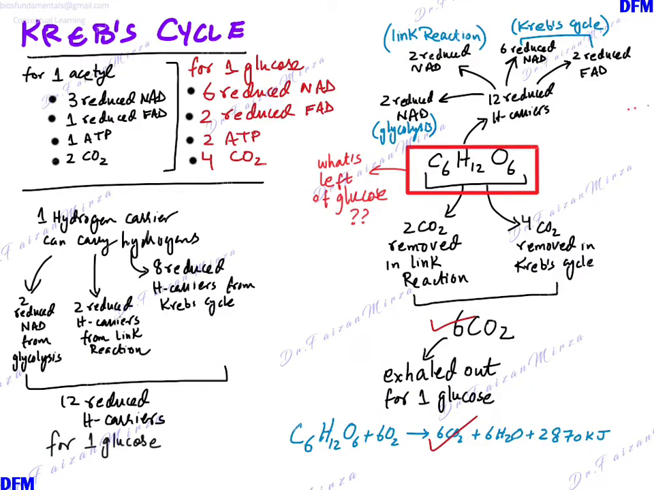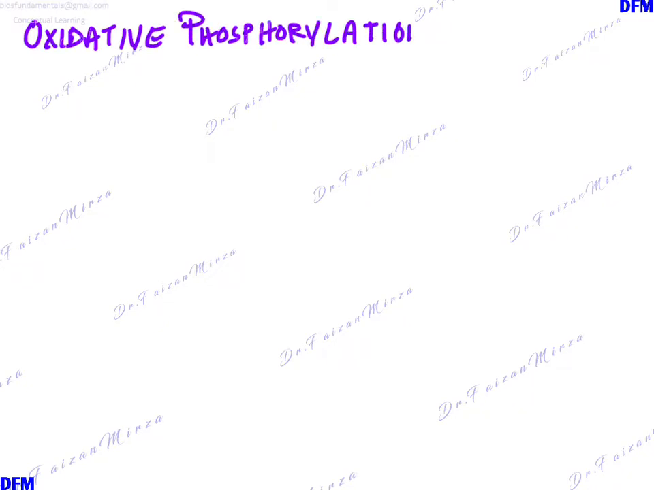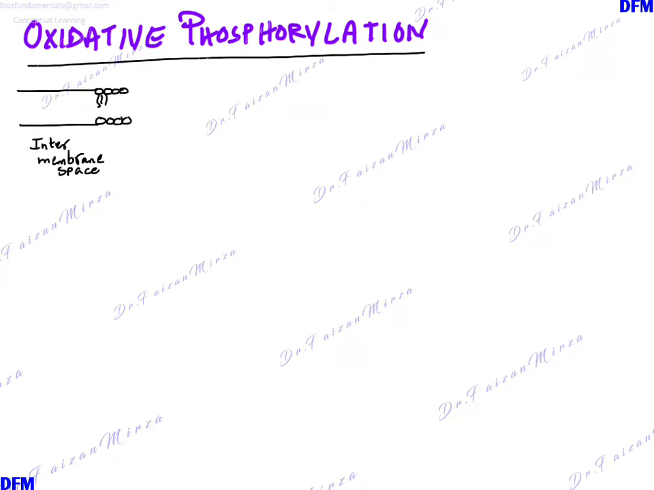What is oxidative phosphorylation? We know from the Krebs cycle, all that's left of a glucose molecule are reduced hydrogen carriers, which include 10 reduced NADs and 2 reduced FADs. What happens in oxidative phosphorylation? There are two processes combined to carry out oxidative phosphorylation. One is the electron transport chain and the other is chemiosmosis. Both processes occur together in the inner membrane of the mitochondria.